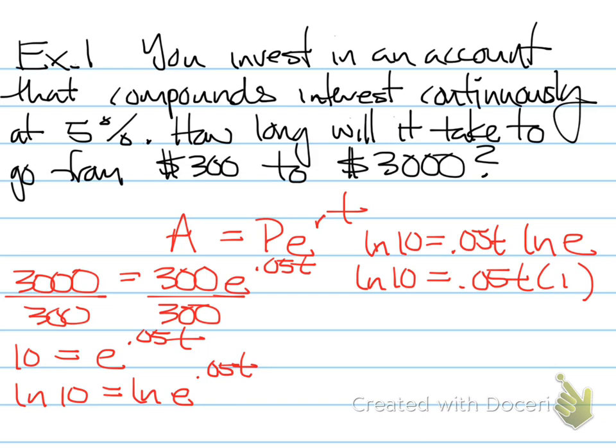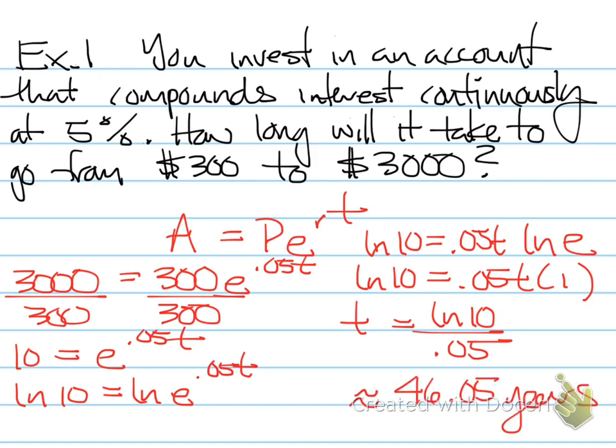And then to solve for t, we would divide both sides by 0.05. And we get approximately 46.05 years.